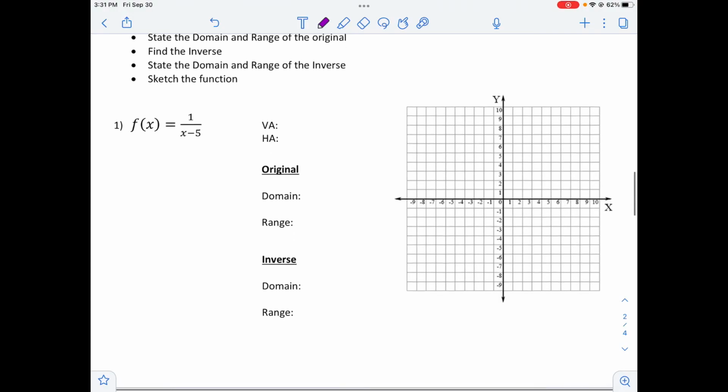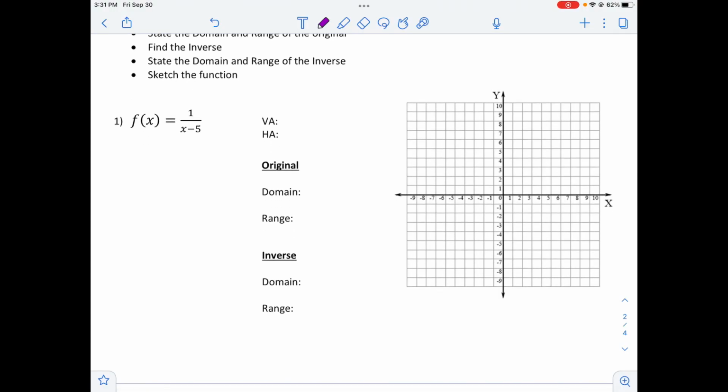Our first example here is 1 over x minus 5. So we're going to first find our vertical asymptote. We set the denominator equal to 0. So if I set that equal to 0, I would see that x would be 5. So my vertical asymptote is x equals 5. Easy breezy. Now I can use my rules. Think about my degrees. The degree of my numerator is 0 because it's just a constant up there, and my denominator is 1. So that tells me, based on the rules, in this case, y is 0.